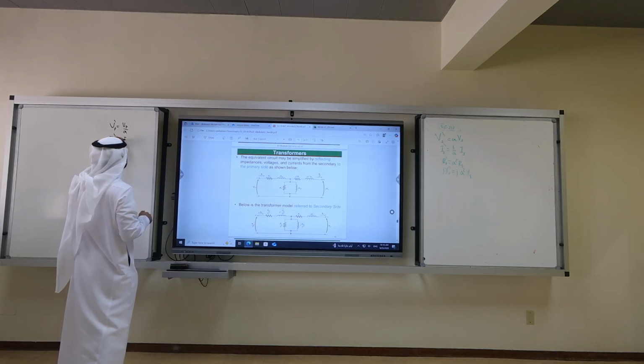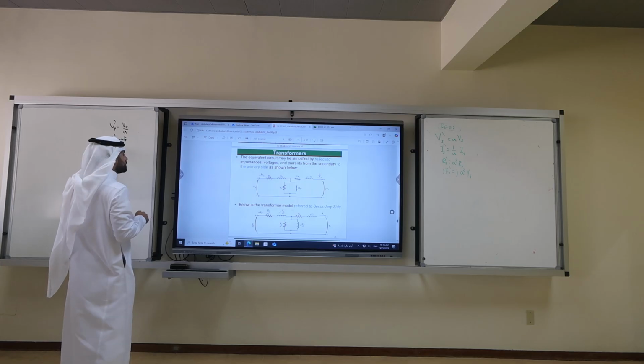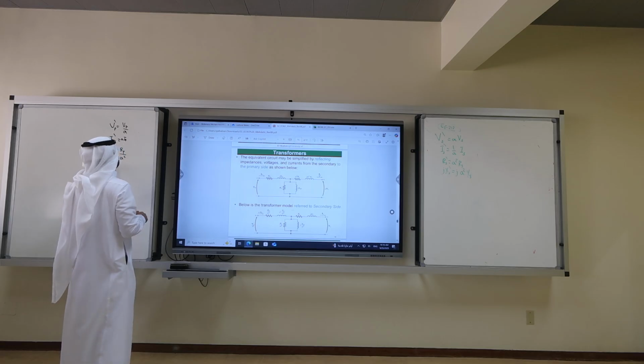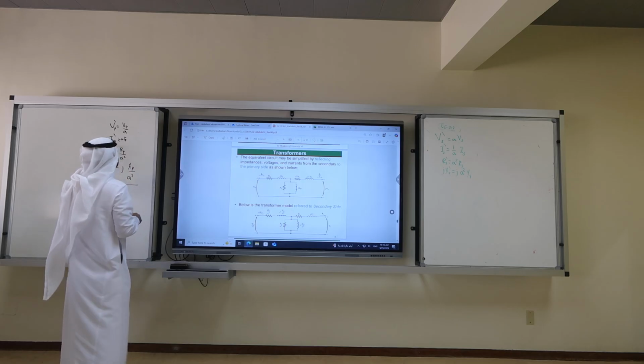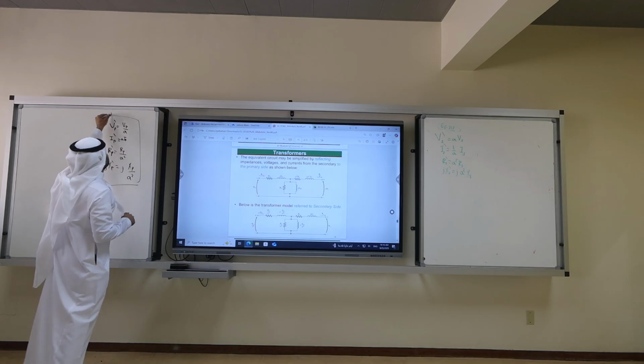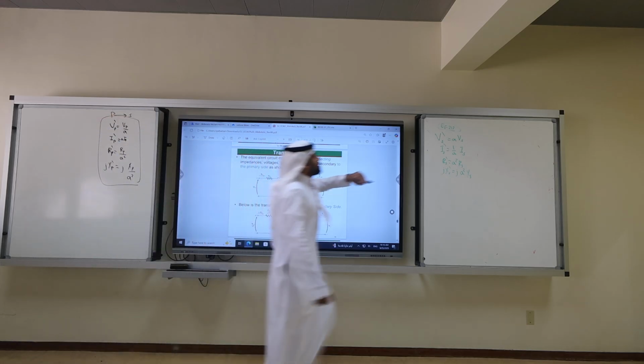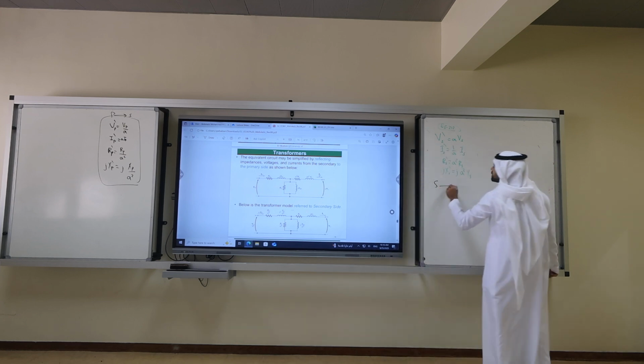IP prime is going to be IP times A. RS prime is RP over A squared. JXP prime is J times XP over A squared. This one is from primary to secondary, and this one is from secondary to primary.